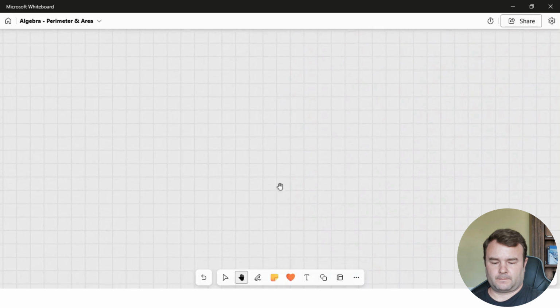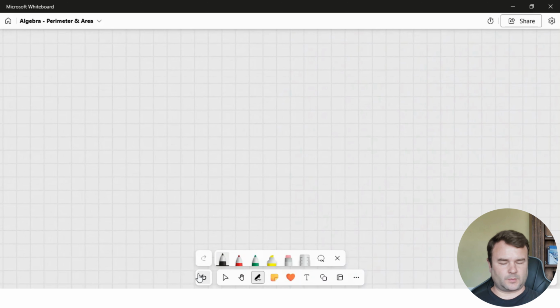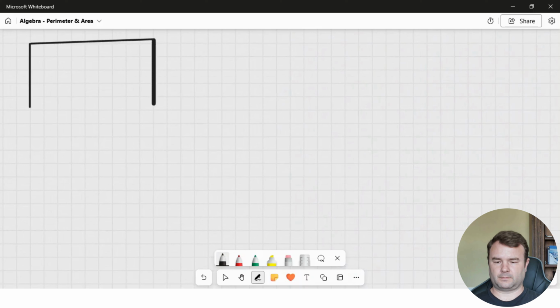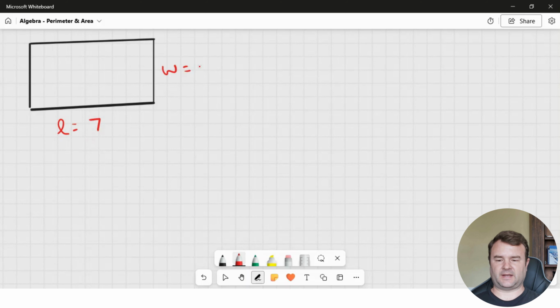All right. So we'll go ahead and draw out our example rectangle here. Okay. So we'll say the length of a side, let's just go ahead and say 7. And the width of a side, let's just go ahead and say 3.